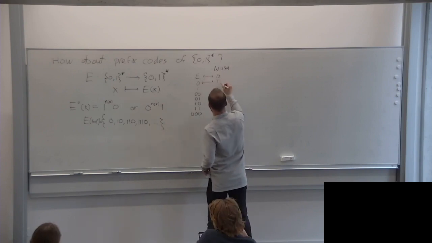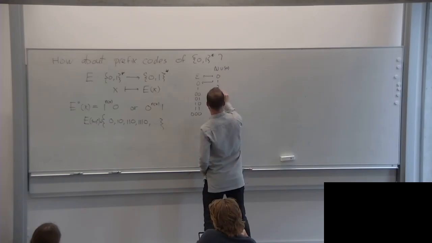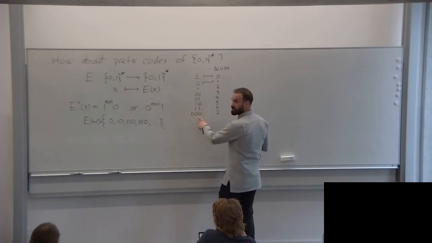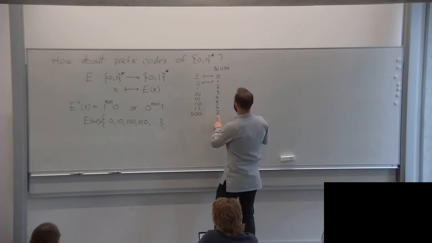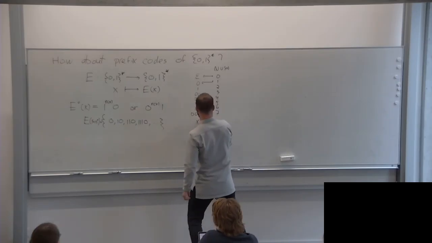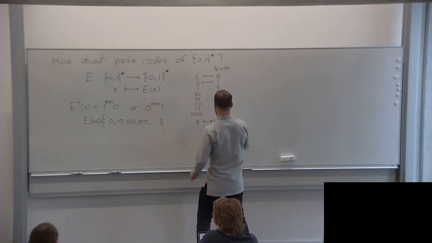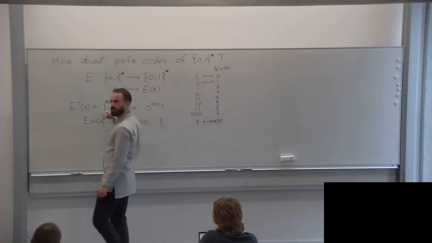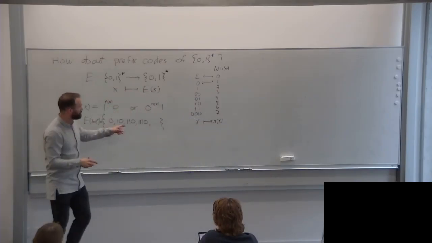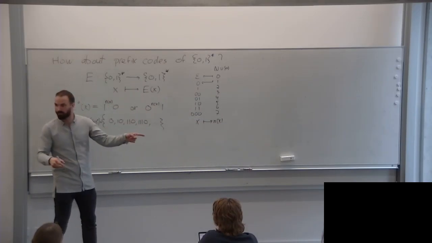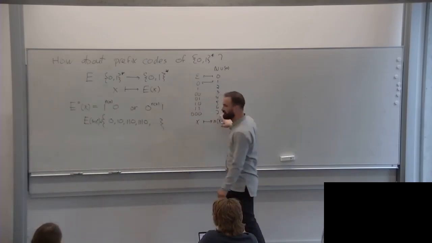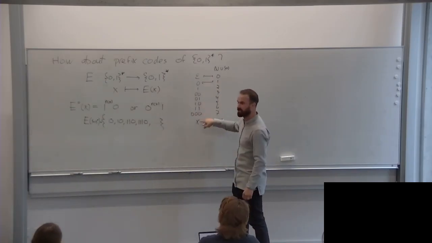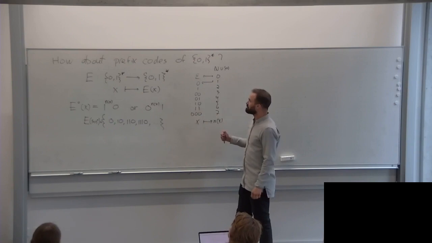So I map epsilon to 0. This one will be 1. This one will be 2, 3, 4, 5, 6, 7. So yes, 0, 0, 0 is represented by number 7. This here is x, and this is what I called n of x in this construction here. And so once you read 7 ones and a 0, that's an encoding for the number 7, and you decode it as, oh yeah, my 7th string, that's 0, 0, 0. Okay.